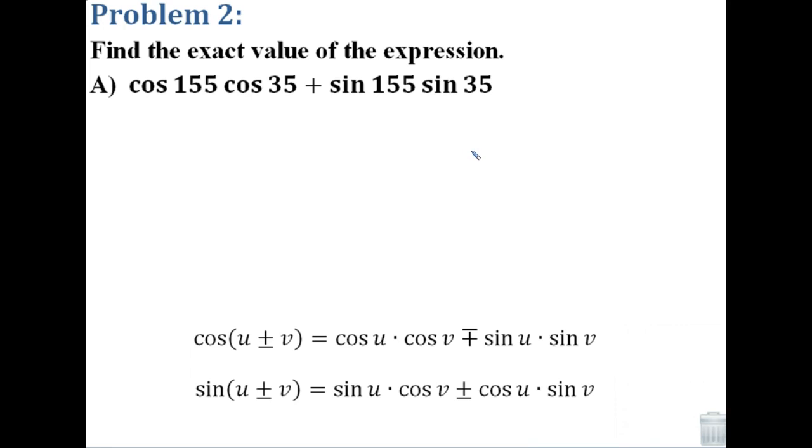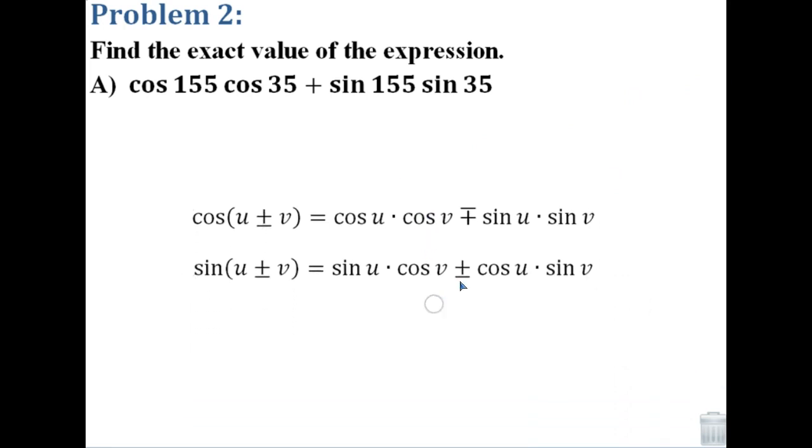Now, 155 and 35 are not multiples of 30, 60, 45, or 90. So I'm not able to figure out what the sine or cosine of those angles are directly by hand. But what I can do with this problem is use my sum or difference identities backwards to rearrange it into something that hopefully I can evaluate by hand. My setup here is cosine, cosine, sine, sine, so now I'm talking about the cosine identity. And since there's a plus in between, I'm going to flip that sign to a minus within the cosine ratio.